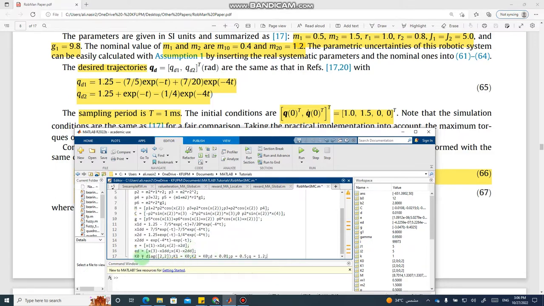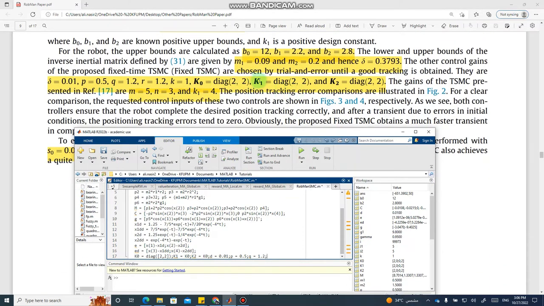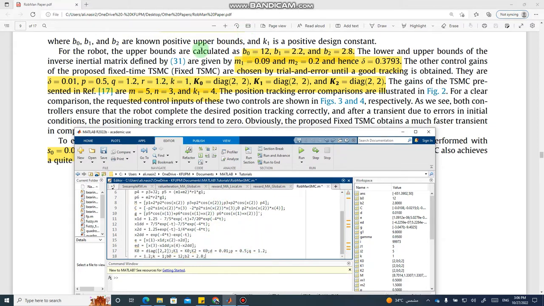Now we continue in this fashion. We define the parameters for the control, which are also given here. So k0, k1, k2 are all 2 by 2 diagonal matrices. This is delta, p, q, these are also given in the paper. See, this is delta, this is p, this is q, r, k. So these are all values that are given in the paper.